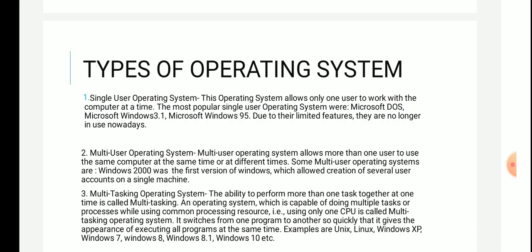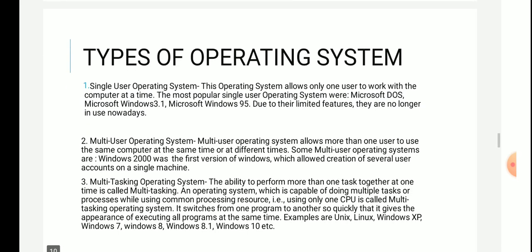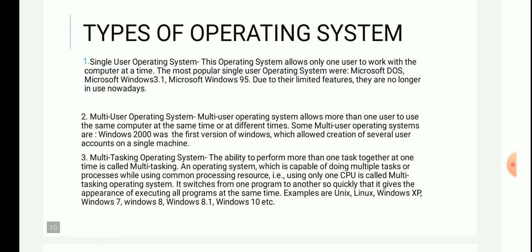The next operating system we have is multi-user operating system. By its name, multiple users can use the same operating system at the same time or at different times. Some multi-user operating systems are Windows 2000, which was the first version of Windows which allowed multiple users to use a single machine. So multiple users can use a single operating system.